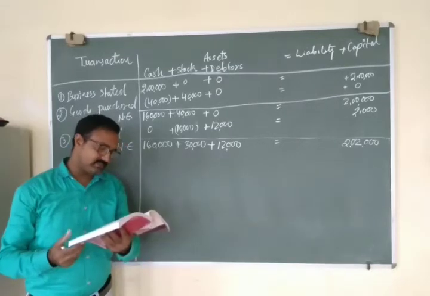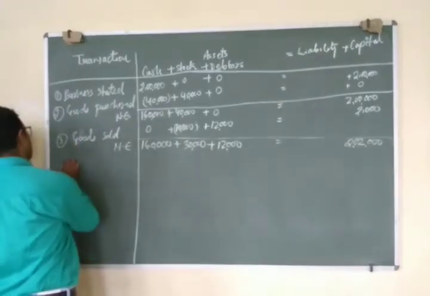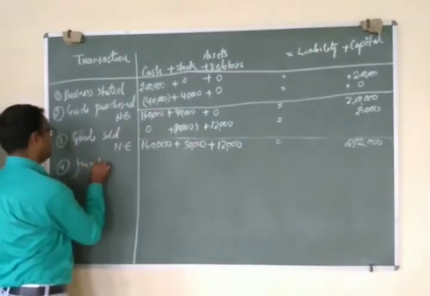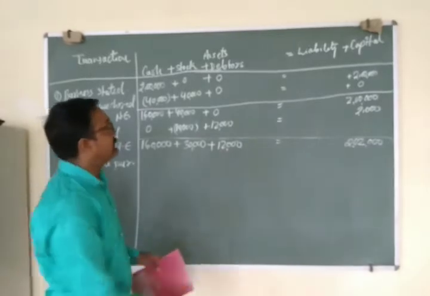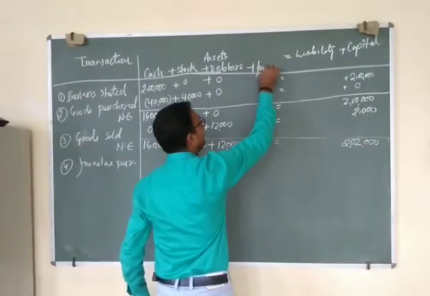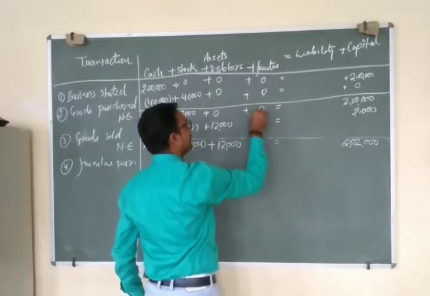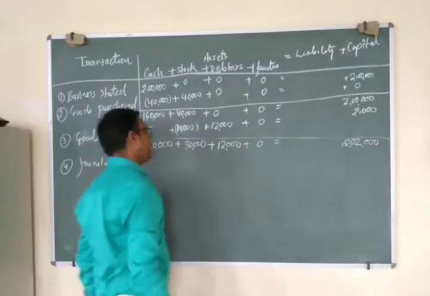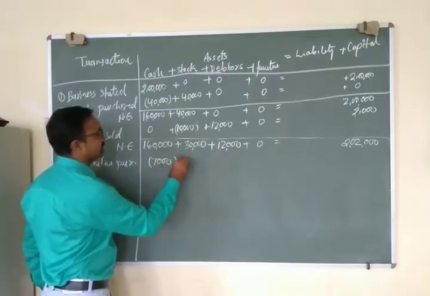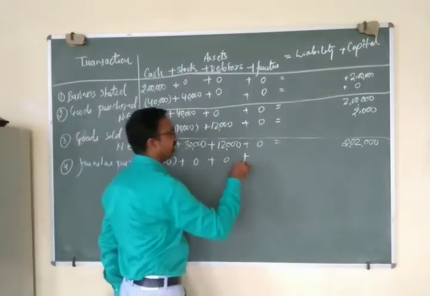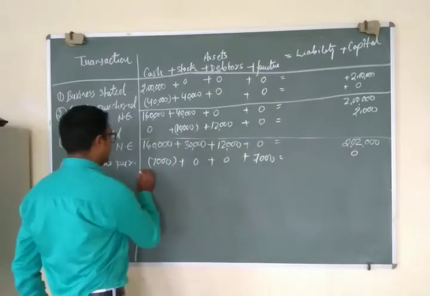Then after that we have the fourth transaction, that is bought furniture on credit. Okay, here we have purchased furniture worth rupees 7,000. So one more asset will increase by the name of furniture. Furniture worth rupees 7,000 will decrease our cash. No effect in stock or the debtors. It will increase our furniture worth rupees 7,000. No changes in the liability side.